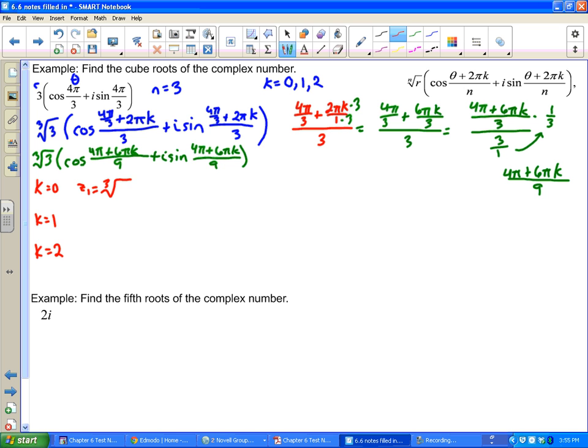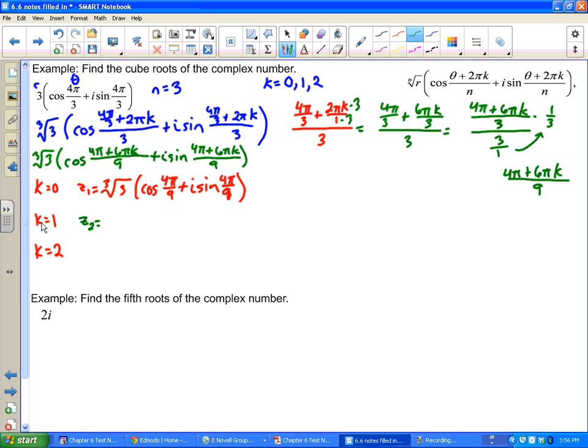We're going to plug in that k is 0. So the cubed root of 3 is not going to change at all. That's going to stay the same. You have cosine. Now if I plug in 0 where k is, then I get 0 times 6 pi, which is 0. 0 plus 4 pi is 4 pi. 4 pi over 9 stays 4 pi over 9. So for my first one, the angle is 4 pi over 9. The only thing that's going to change between my three answers here is going to be this angle.